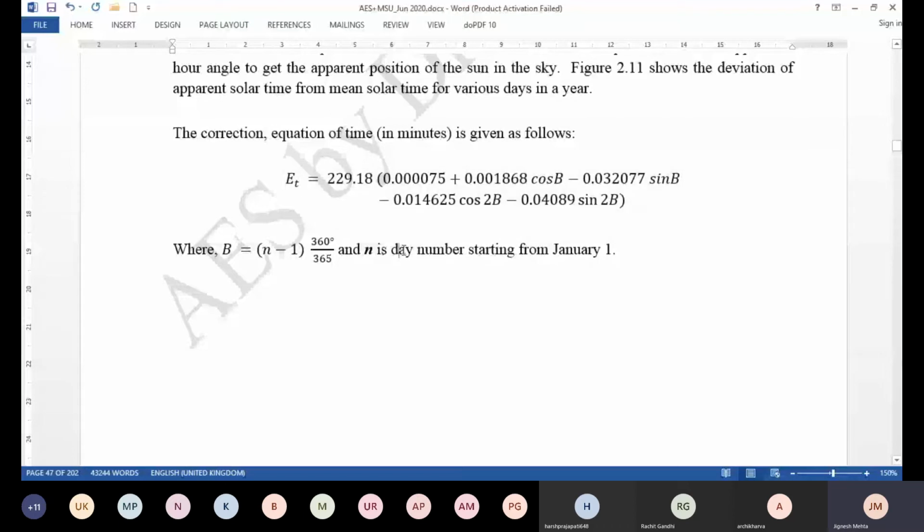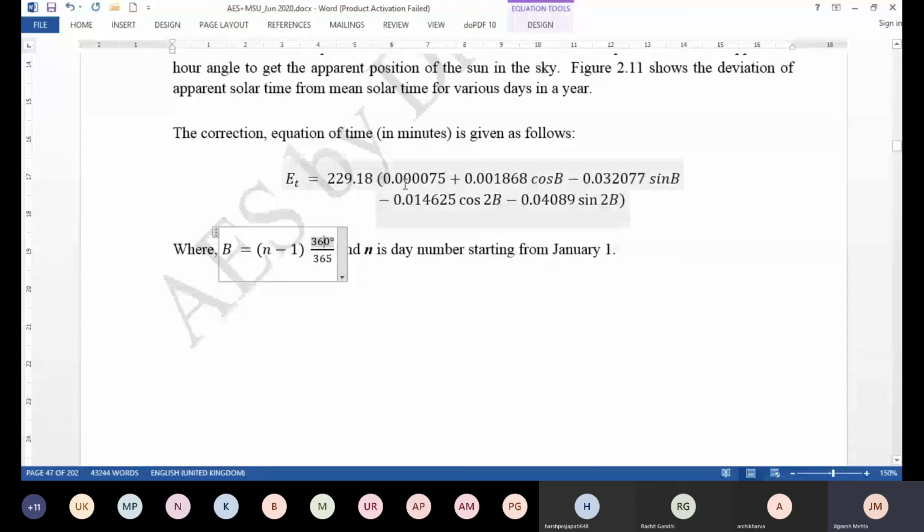And for any other day, whatever the day number, let's say you're talking about 1st March, then 31 for January and 28 for February, you can add them, plus 1 for 1st March. So you can find the day number, then (n minus 1) into 360 upon 365, and you will get B. B should be in degrees. You should make sure that your calculator is set to read the angle in degrees, right, and not in radians.